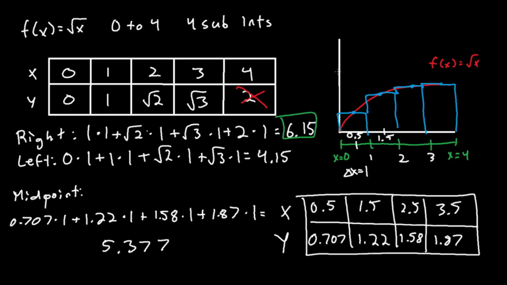So this is the right approximation, left approximation, and midpoint approximation gives you somewhere kind of in the middle, not exactly, but then again, all of them are valid ways to approximate some area.